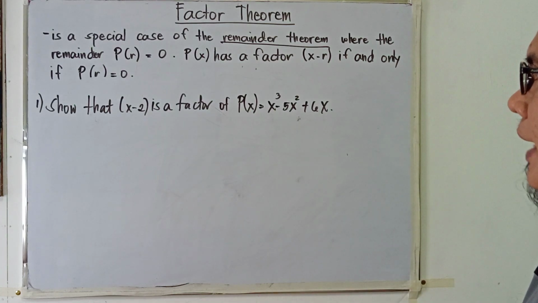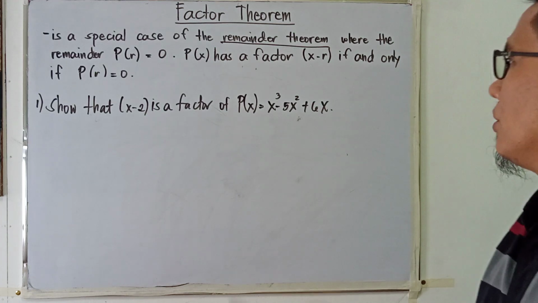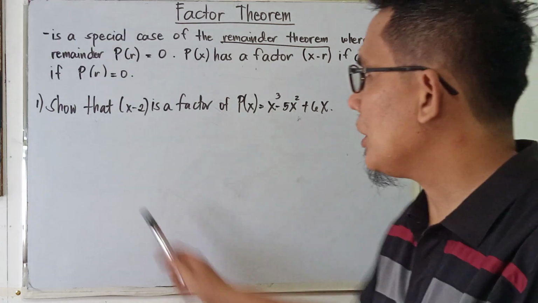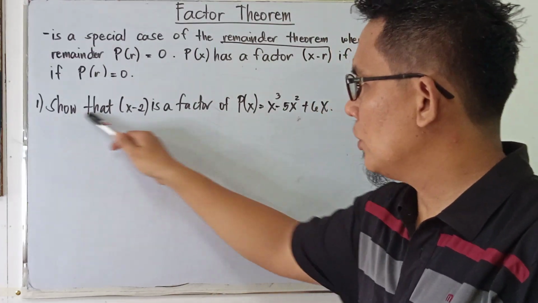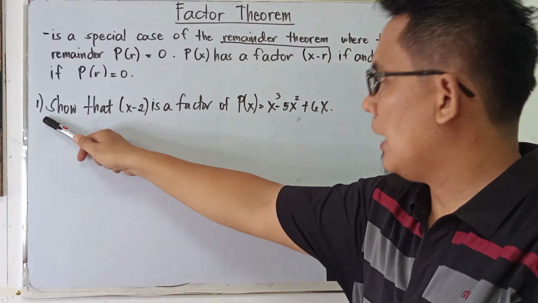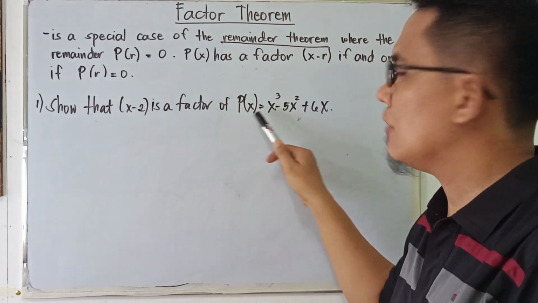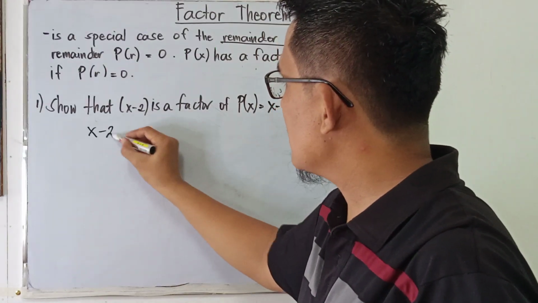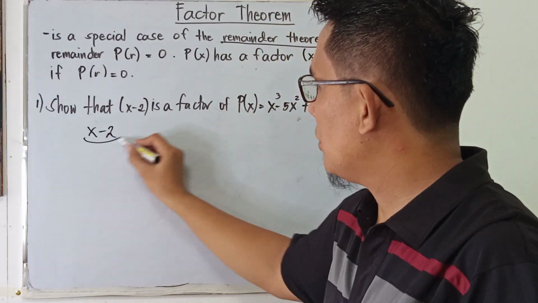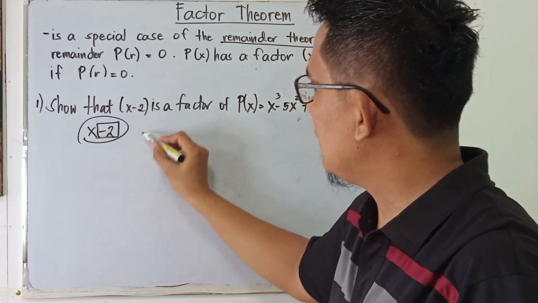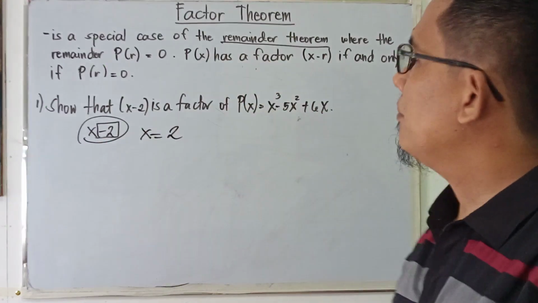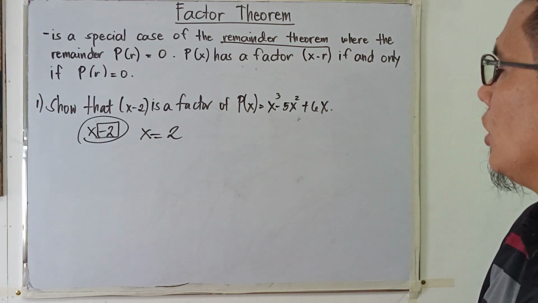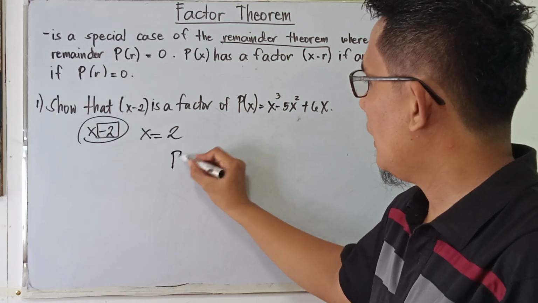Let us expand our definition with this example. Show that x minus 2 is a factor of P of x, x cubed minus 5x squared plus 6x. This means we're going to prove that x minus 2 is a factor. To do that, we change the negative 2 to a positive 2, which becomes the value of x, and apply it to our polynomial function.